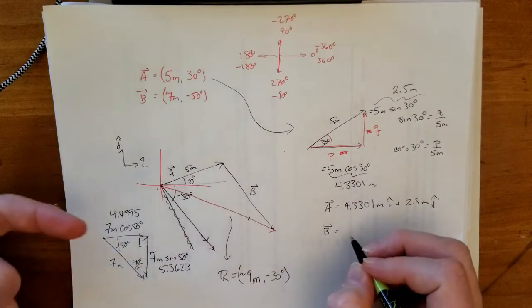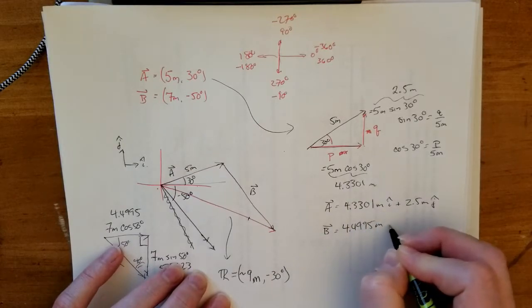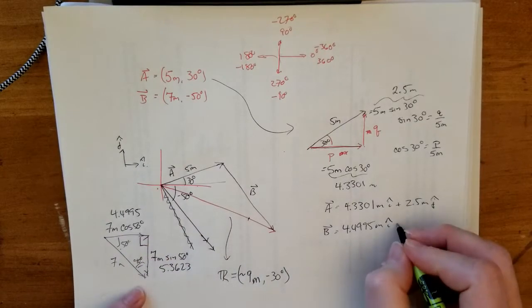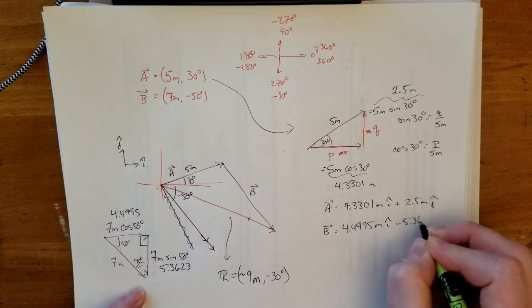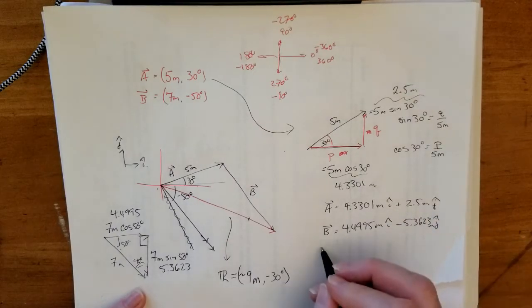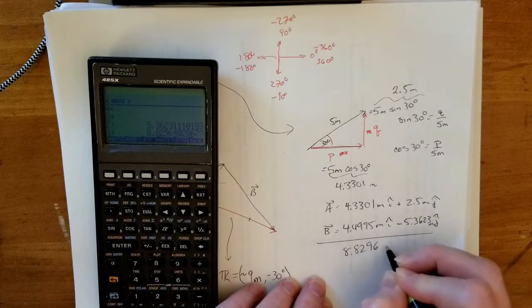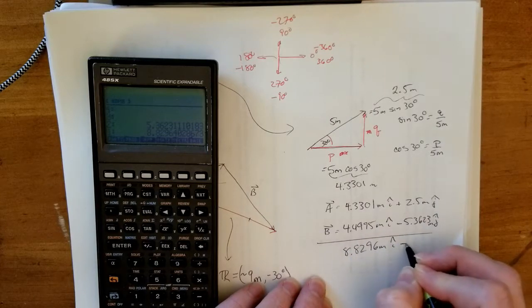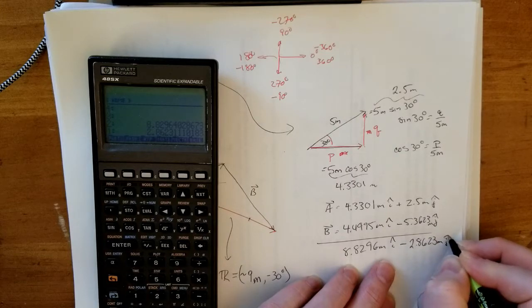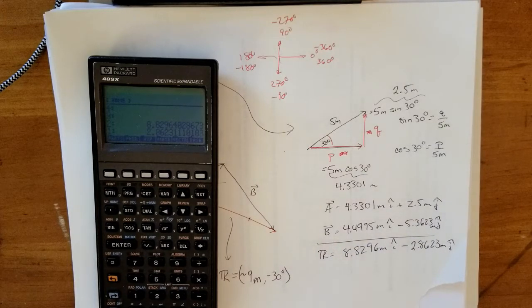So B, I go to the right, 4.4995 meters i hat, and I go opposite the direction of j. I'm going down, so minus 5.3623 j hat, and that is meters. And now the sum, so this is 8.8296 meters i hat minus 2.8623 meters j hat. And so this is my resultant.